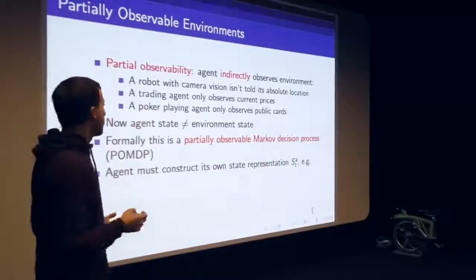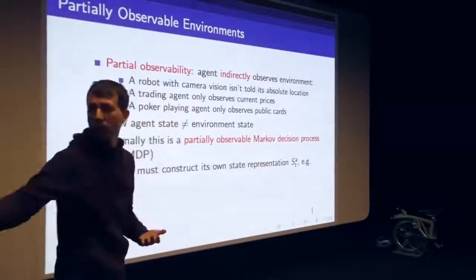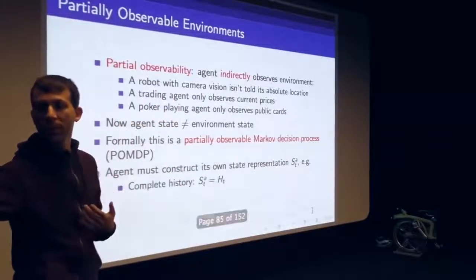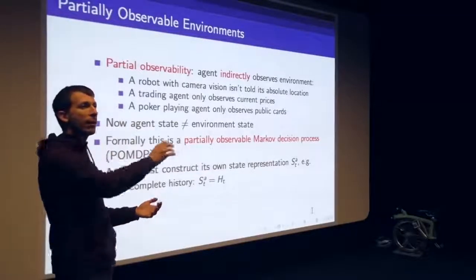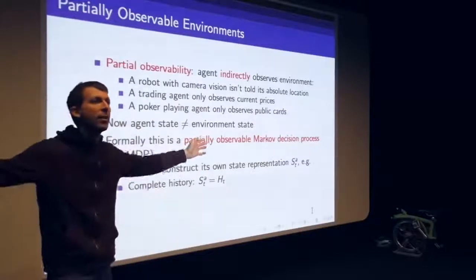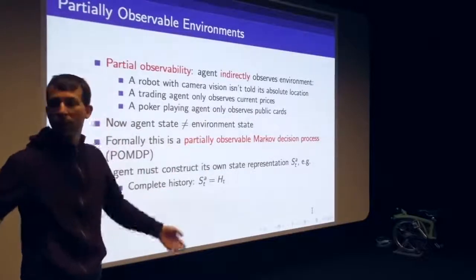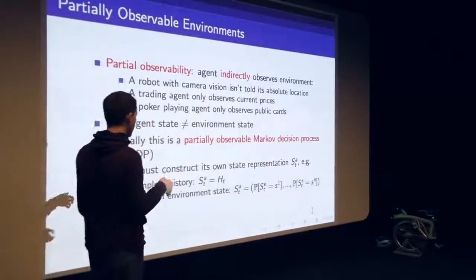And now our job is to build this agent state. We have to build this state. So how do we do that? Well, there's lots of ways we could do it. The naive approach is just to remember everything. So remember all of the observations, actions, rewards we've seen so far, and say, hey, that whole sequence is going to be our state. Let's work with it. Or we can build beliefs.